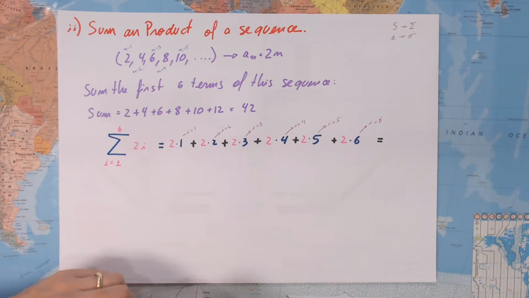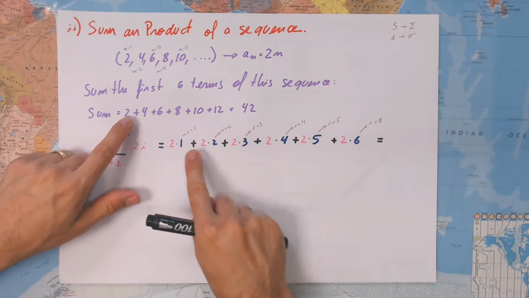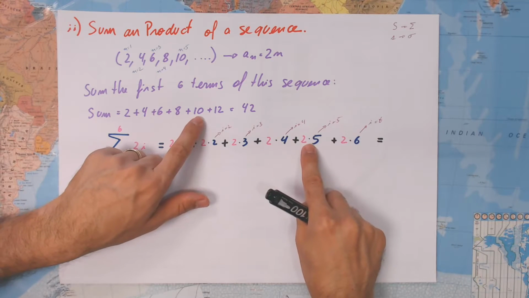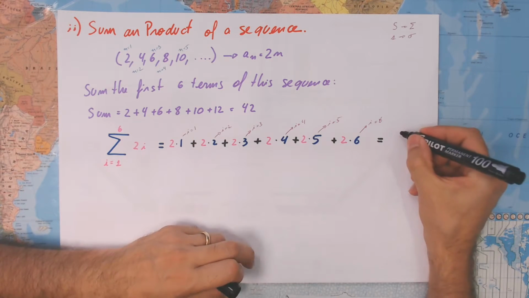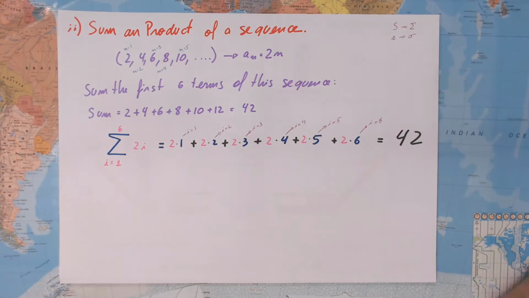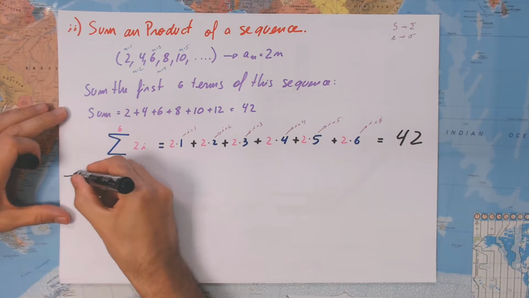our summation, right? This is 2, this is 4, this is 6, this is 8, this is 10, this is 12. Well, this is 42. And that's how it works. Let's see some exercise.